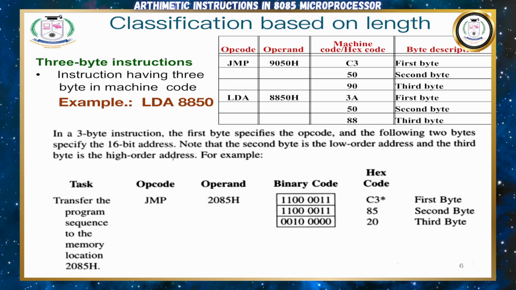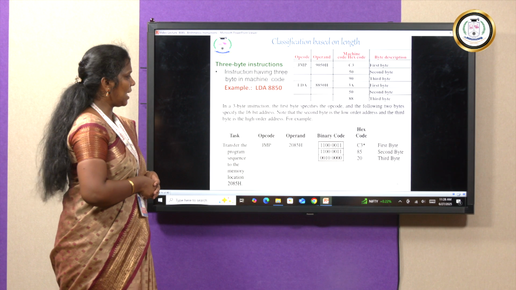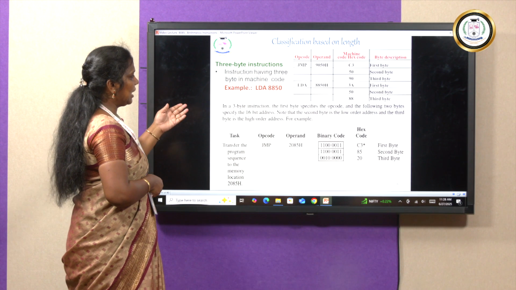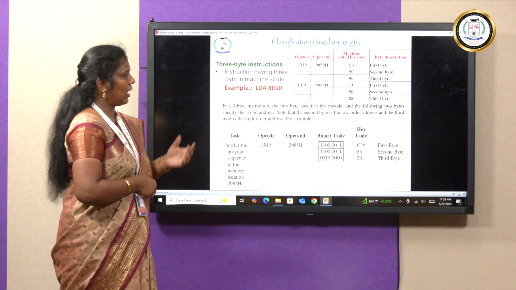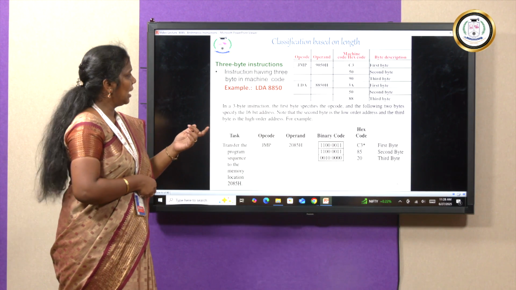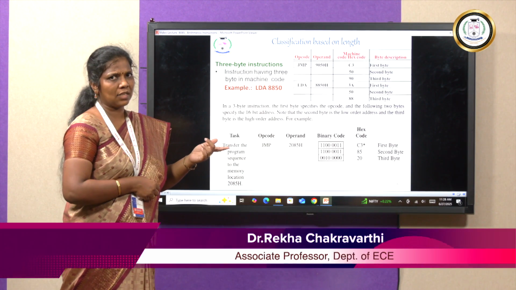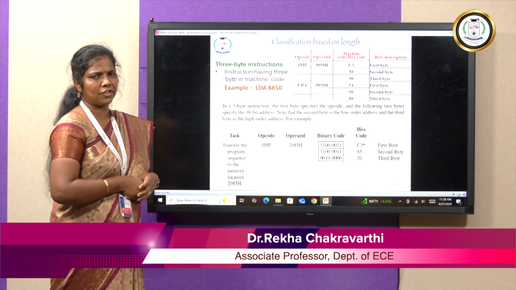And next is the 3 byte instruction. When I say 3 byte, it occupies 3 machine codes or 3 hex codes. The example here is LDA 8850. LDA is again the opcode, and 8850 is a 16-bit address. So this takes 3 bytes.